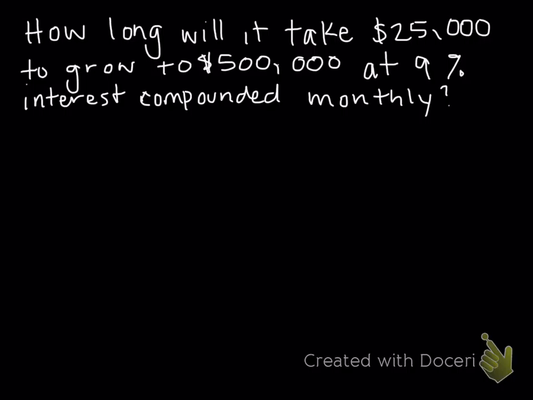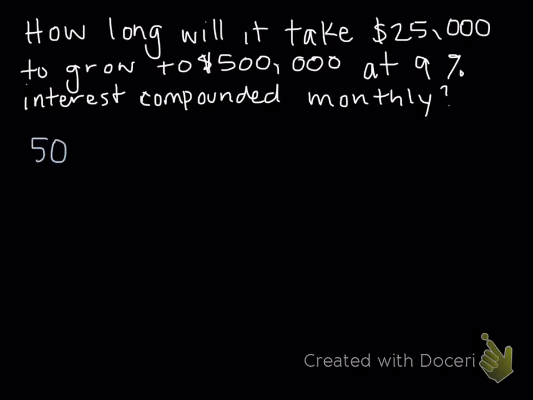The last example we're going to discuss is going back to those compound interest formulas, but now we're going to solve for a different variable. So this problem says, how long will it take $25,000 to grow to $500,000 at a 9% interest compounded monthly? Remember that formula is A equals P times the quantity of 1 plus R over N raised to the NT. So I have all the values except the time.